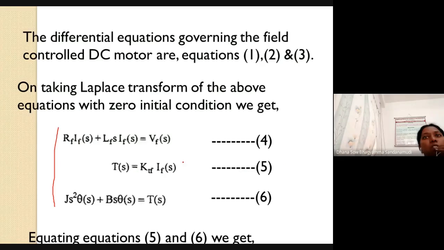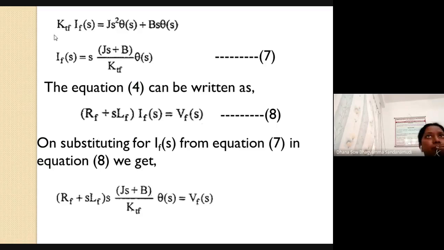If you observe equations number 5 and 6, you can equate these 2 equations. If you equate them, you will get KTF IF(S) equal to JS square theta(S) plus BS theta(S). Using this equation, determine IF(S). So IF(S) is equal to this.